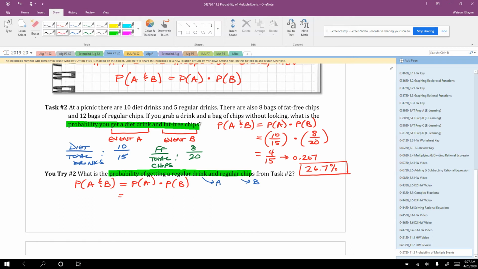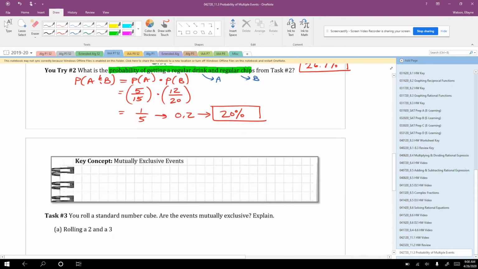Okay, so regular drink this time. Well, there's 5 regular drinks over still a total of 15. And now regular chips, there's 12 over a total of still 20. Okay, hopefully you multiply that out and you get 1 over 5, which as a decimal is 0.2 and as a percentage is 20%. All right, let's keep moving.